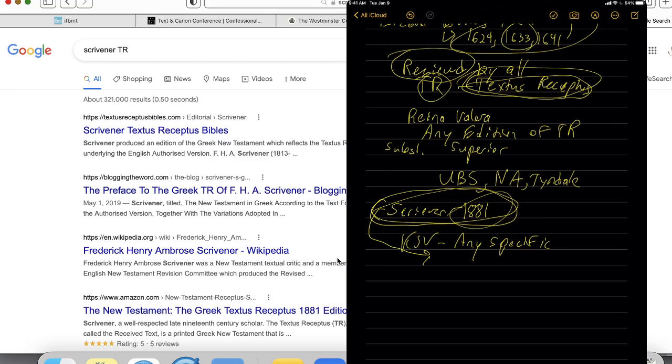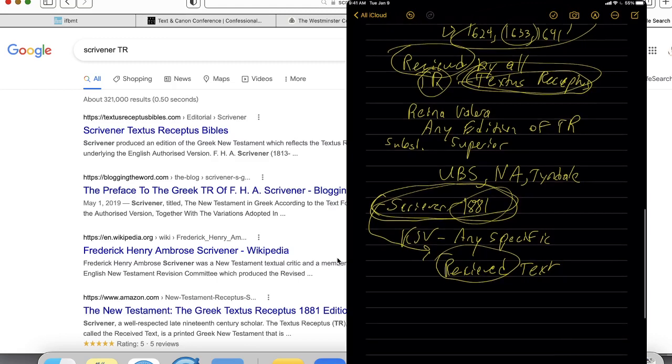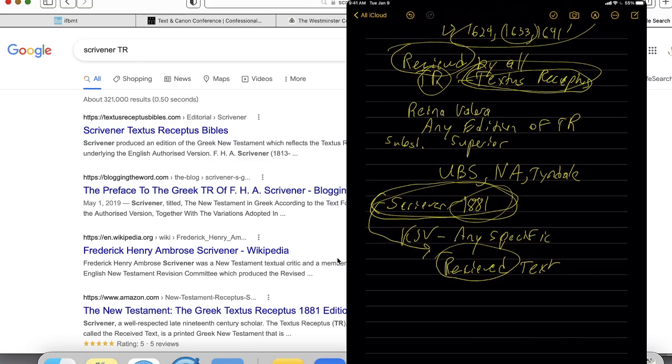There are different titles that TR defenders will go by. Okay, so I prefer the term received text. And so basically the received text, the TR, is the text that was received by the Bible-believing church around the time of the advent of the printing press, which I think is somewhat significant. Some people, like there's a guy named Robert Truelove, is alive today.